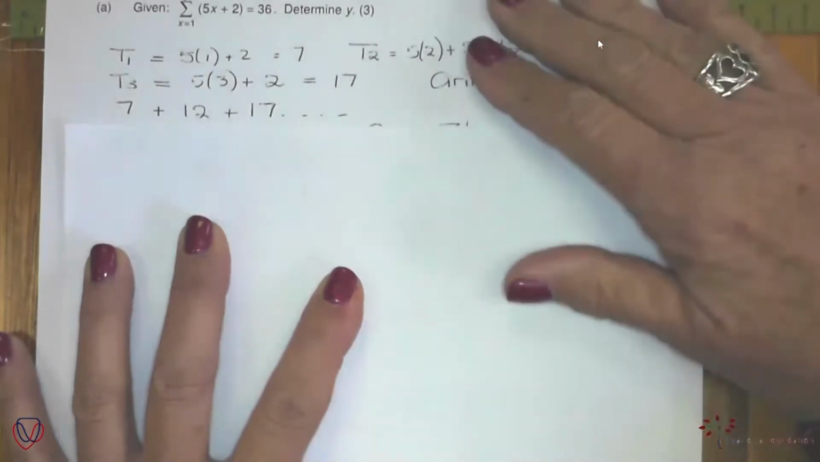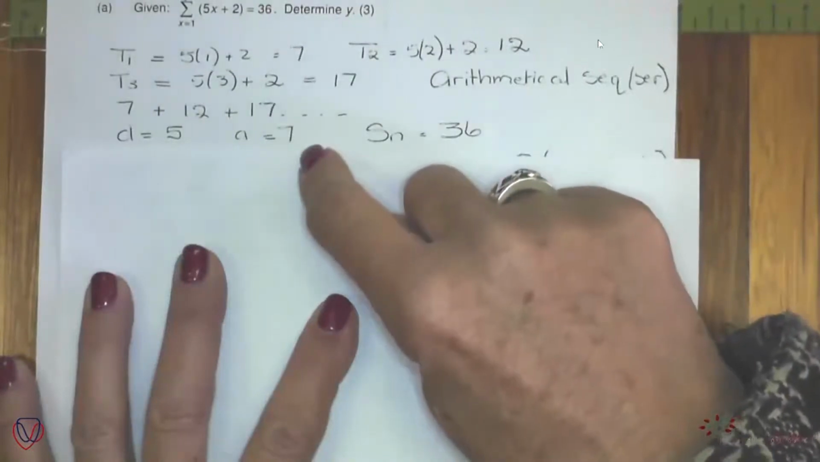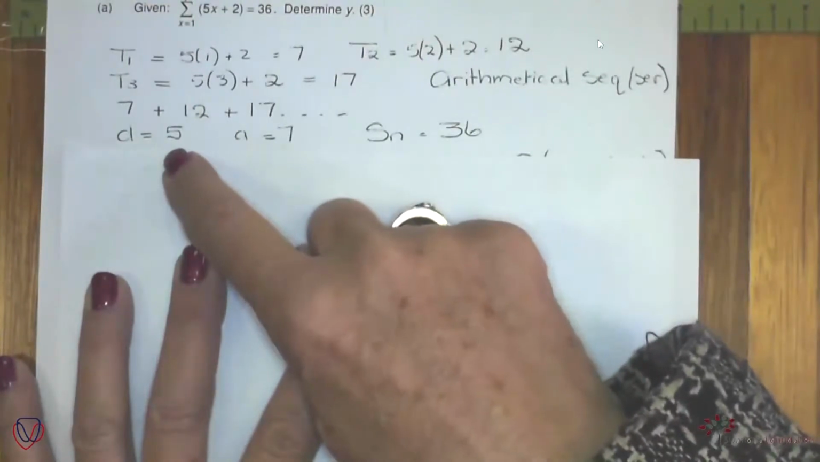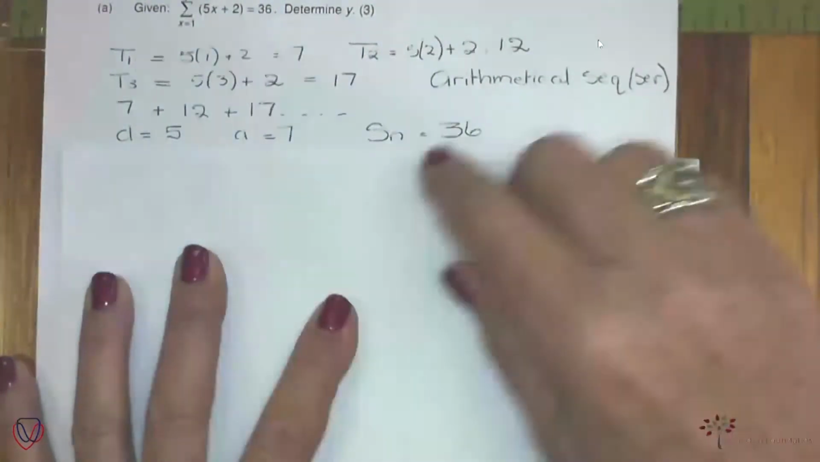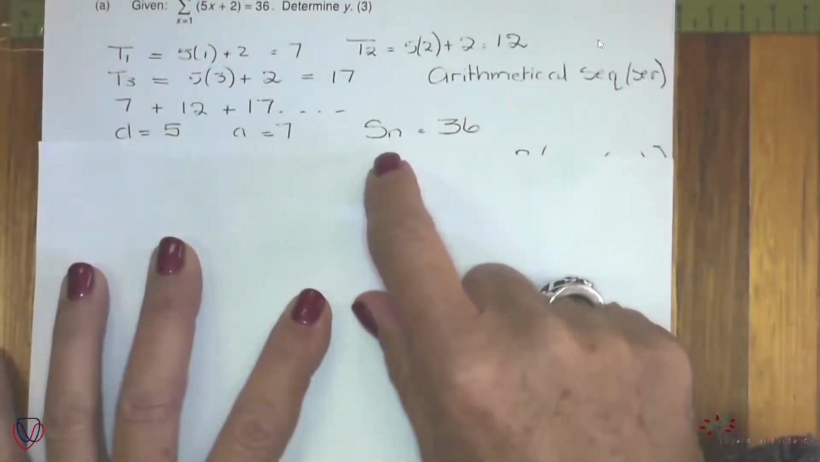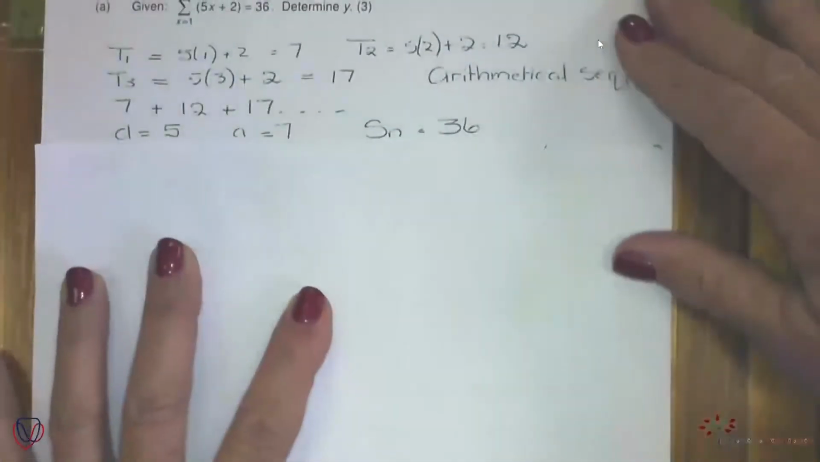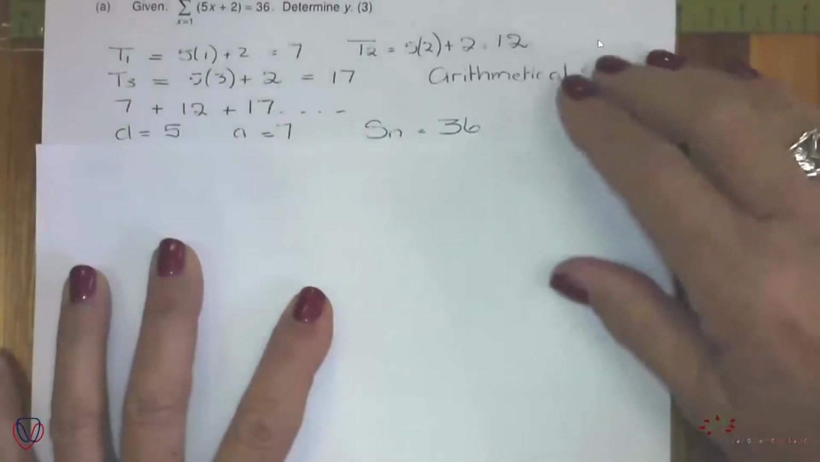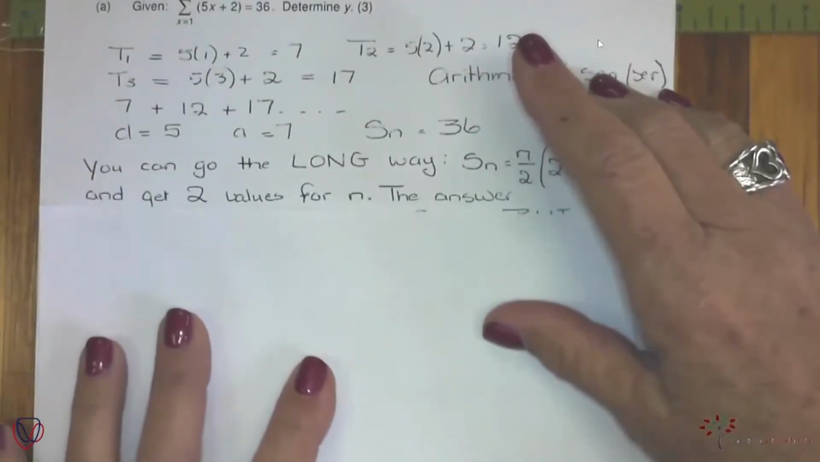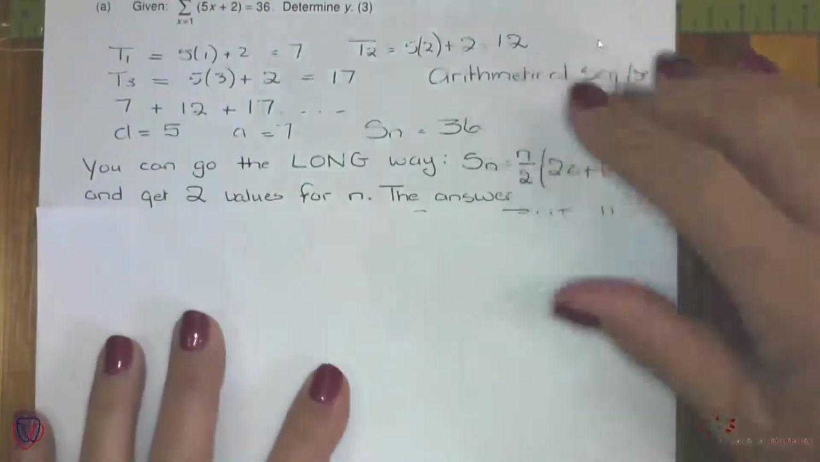Okay? Right, there's your first 3 terms. So now you have A. A is going to be 7. You've got D, because D is going to be 12 minus 7, which is 5. 17 minus 12, 5. You've got the value of the sum. And now you've got to find y, n in our language. So it's sum. So you're going to go through the long way, and you're going to say, use that formula, and you will get a value for n.